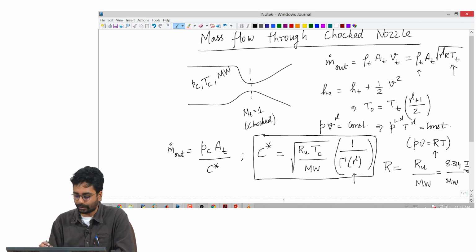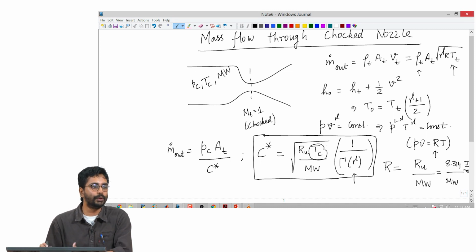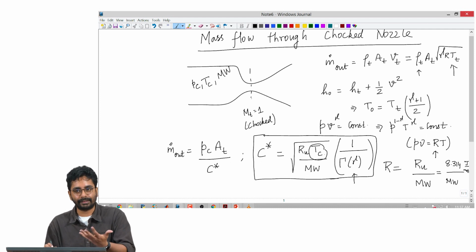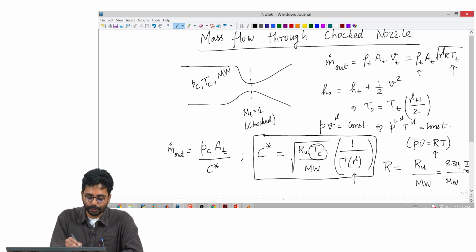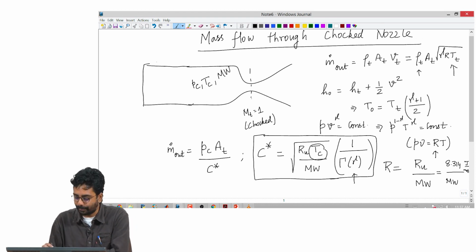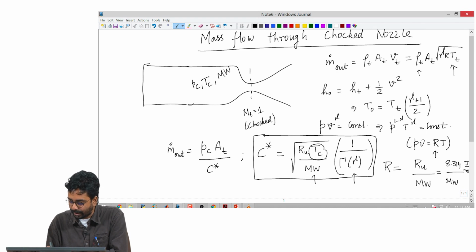So, C star is a strong function of two things. One is the equilibrium temperature of the propellant combination. So, this is one use for the equilibrium composition or equilibrium calculation, where you can get Tc. Okay. And the situation is such that enough time is usually available in the combustion chamber for the reactions to go to equilibrium and reach the equilibrium temperature. The other most important factor is the molecular weight.